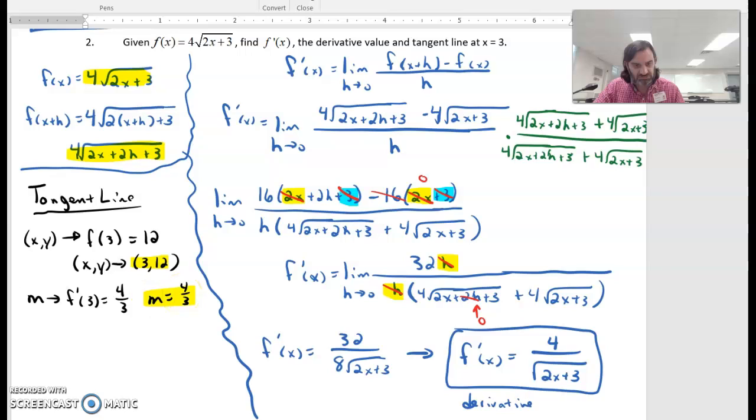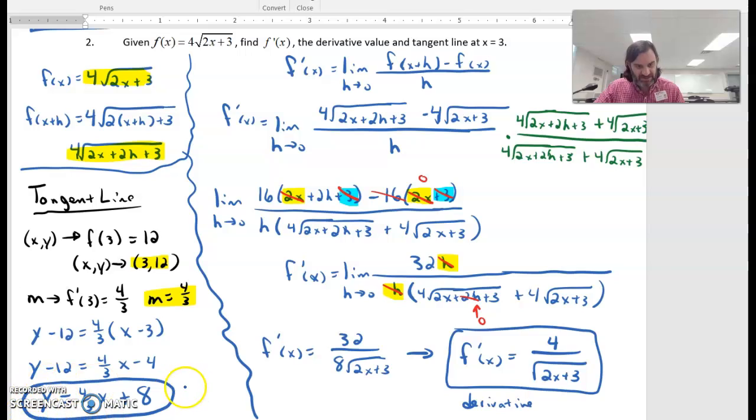Okay, so I've got everything I need to write a tangent line. I'm just going to fill it in. y minus 12 equals 4/3 times x minus 3. Distribute that a little bit. We'll have y minus 12 equals 4/3 x minus 4. Bring the 12 over. y equals 4/3 x plus 8, it looks like. That's supposed to be our tangent line. So I'm going to pause it and set this up on the grapher and see what happens.